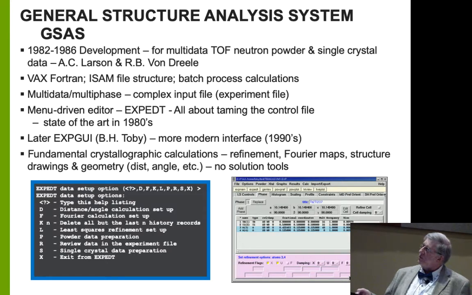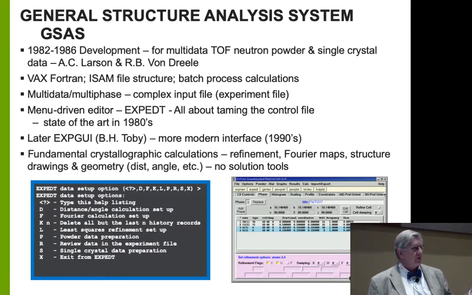It had to deal with multiple data sets because that's how neutron time of flight data came out. You had multiple banks on a powder diffractometer, and the images that you got from the single crystal were simply multiple settings of the crystals. So you had a couple dozen crystal settings.